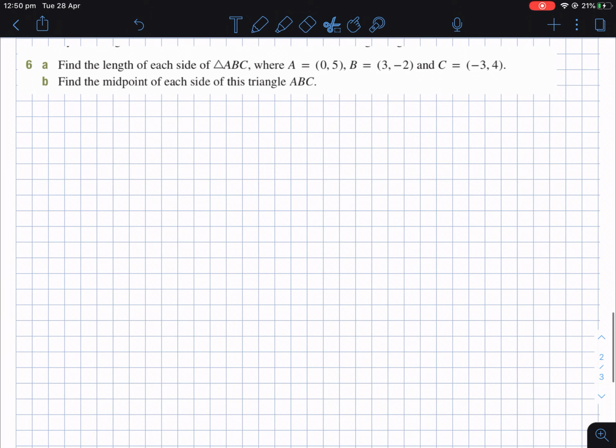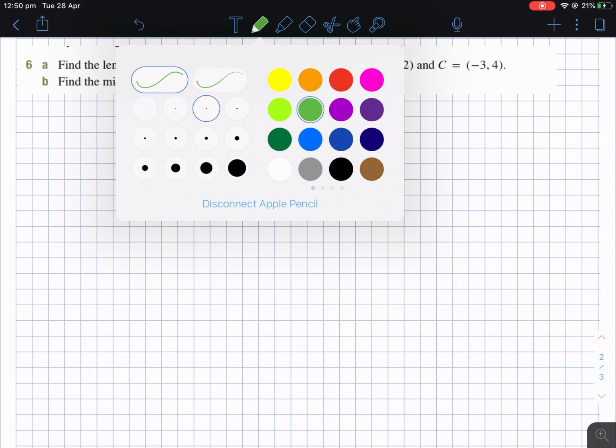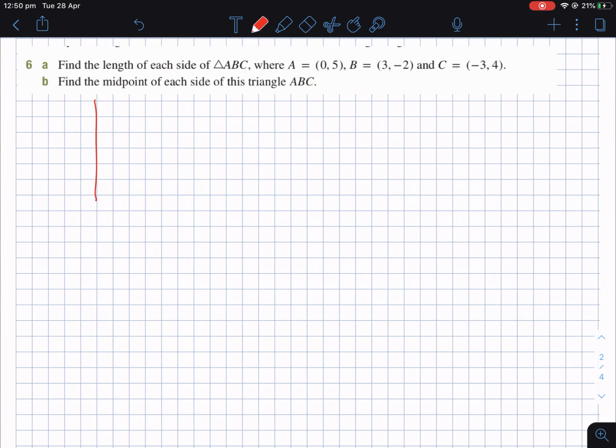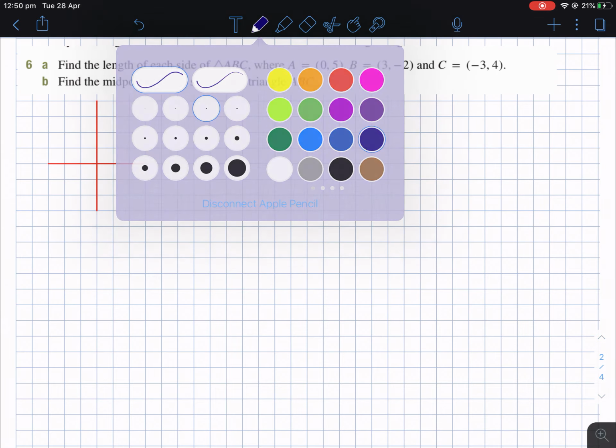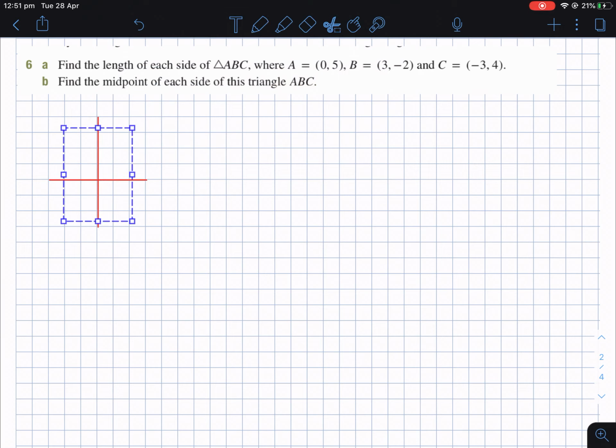Okay, question 6. Now we're going to prove that, no, we're not going to prove anything. Now we can draw it. You do not have to draw it. I like to draw it, but if I was under the pump, I wouldn't take the time. So we have the point A, which is 0, 5. We have the point B, which is 3, -2. We have the point C, -3, 4. And it's a triangle.